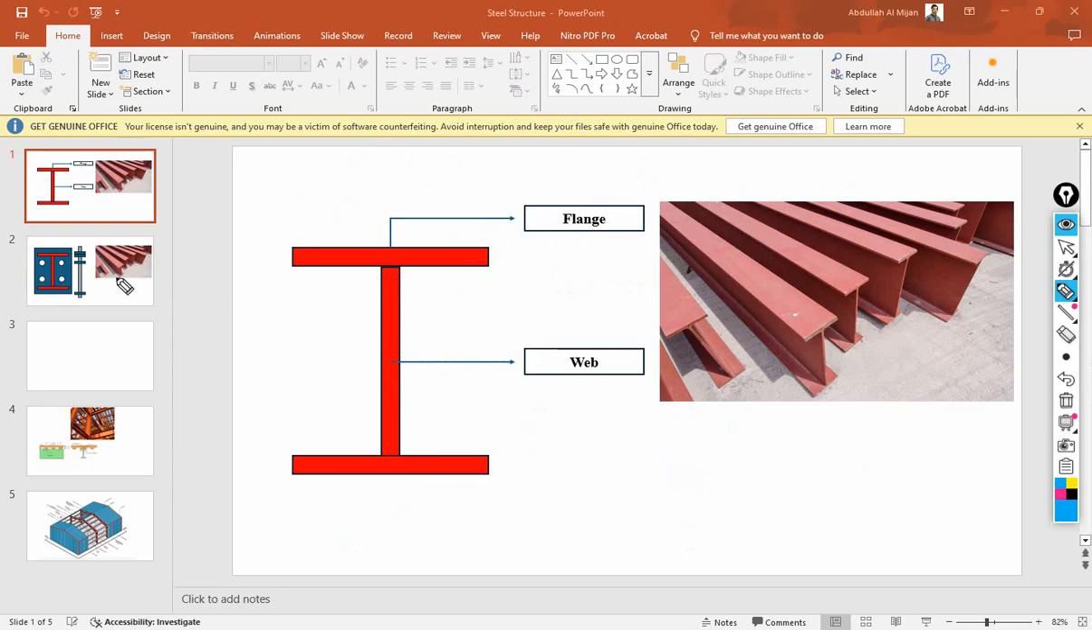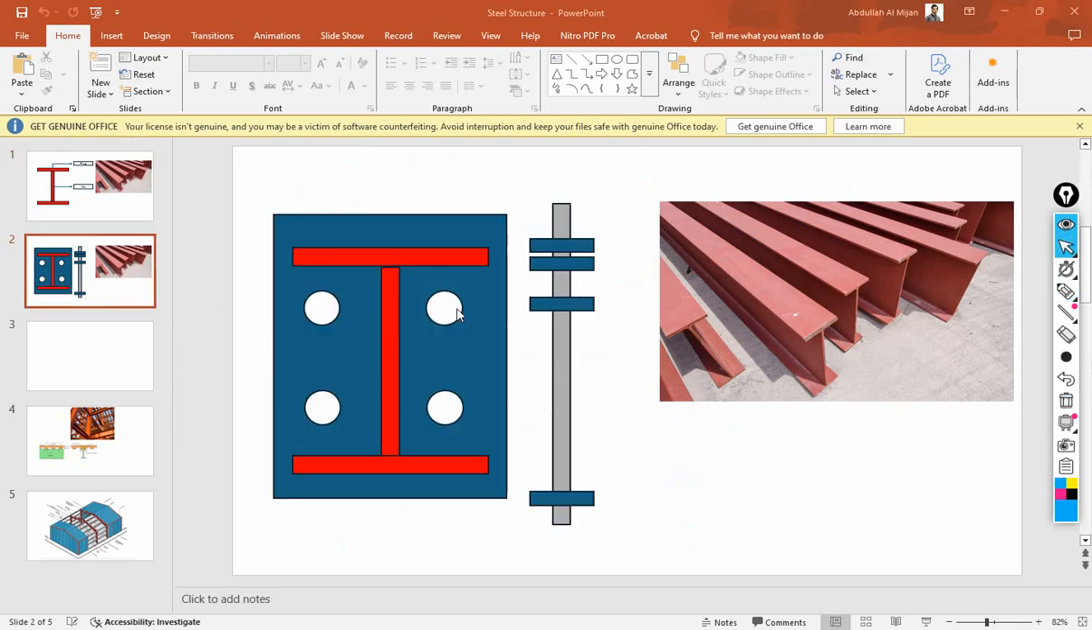If we turn to our next slide, the next slide is basically the base plate and anchor bolt. Let me introduce this. Here is a base plate. The base plate is basically put at the bottom of a steel section. If we have a steel column section like this, we can put a base plate under the column section, and we put two bolts here, 4 holes.